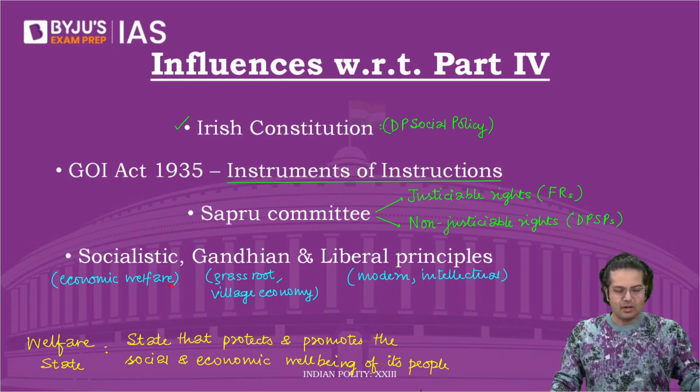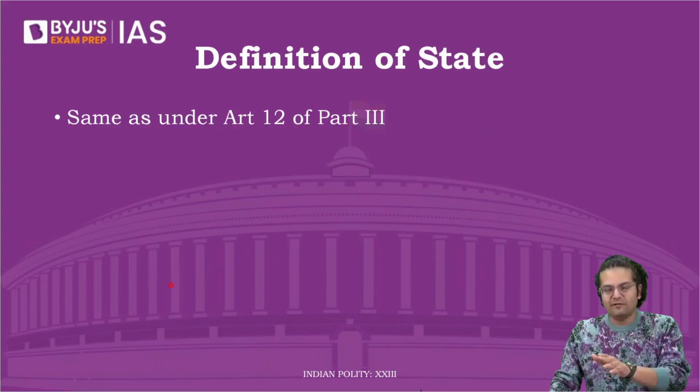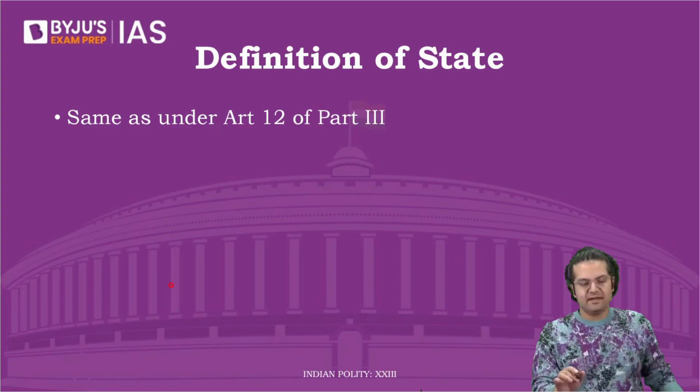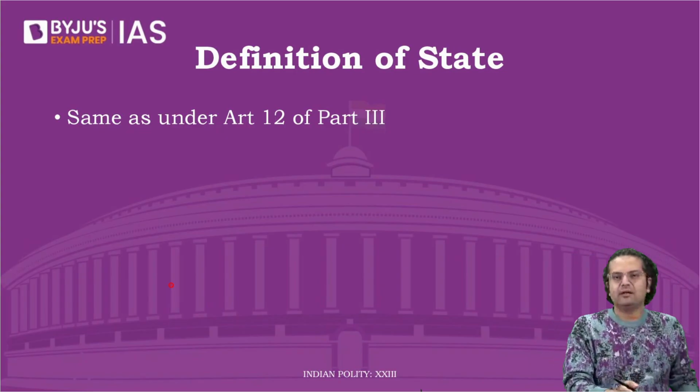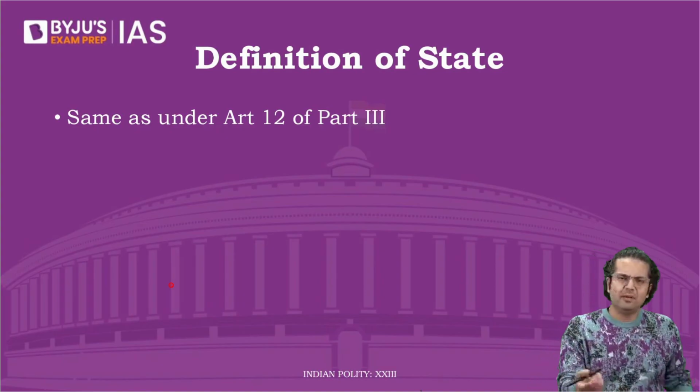Now, what's the definition of the state in Directive Principles of State Policy? What is state? Article 36 says that the definition of state is the same as Part 3. That is Article 12. Same definition.